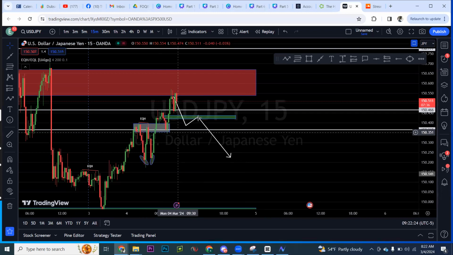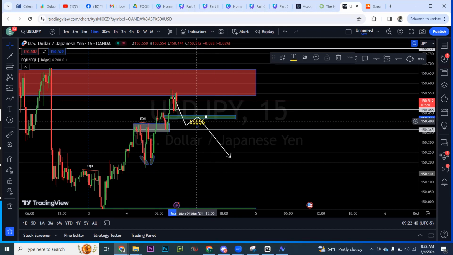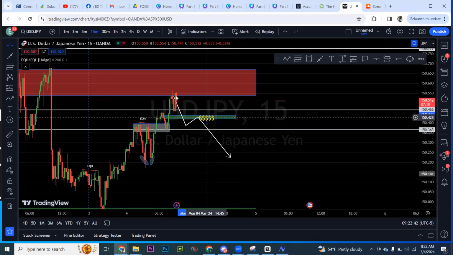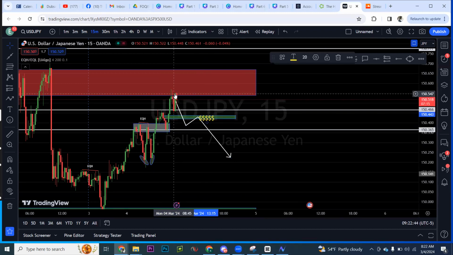So this area here is gonna be where I dump. Like this is where I'm putting the lot size at, like right here. So I'll be using a high lot size. So I'm gonna do a tester trade here. 0.05 for me. I'm gonna 0.05 it from here.